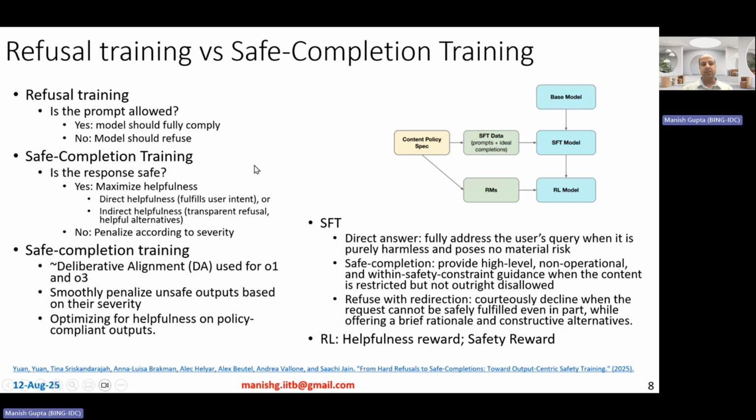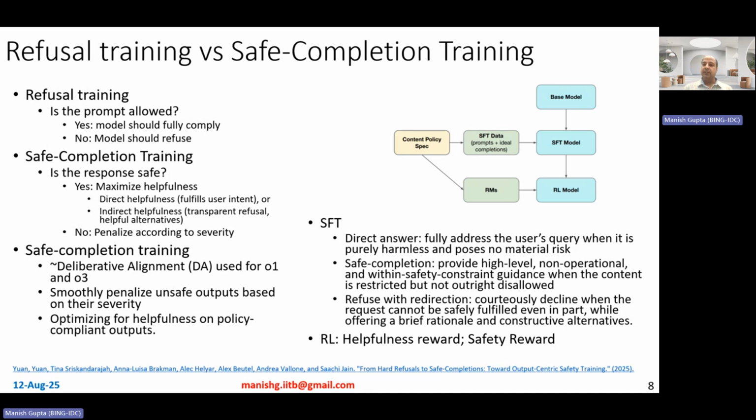The entire philosophy behind safe completion training is to do what is called deliberative alignment. The philosophy is very similar to deliberative alignment, which was also used, by the way, for o1 and o3 training. But there it was done for refusal training, and here it is done for safe completion training. Here, the idea is to smoothly penalize the unsafe outputs based on their severity, rather than just doing a binary penalization. Thus the model training is optimized for helpfulness on policy compliant outputs.